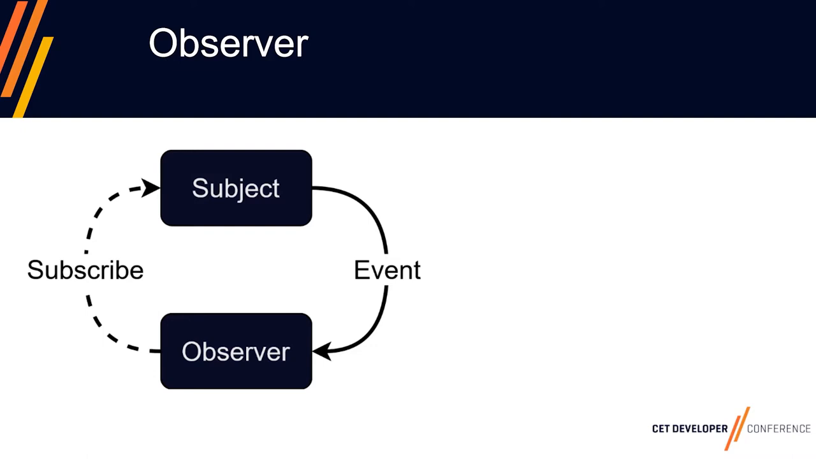This pattern is a fairly simple pattern that is basically based on the relationship between 2 separate objects, the subject and the observer. So this is an event-based communication system pattern. Where we go with that is the subject broadcasts events that the observer has subscribed to. We're going to see some further examples of that later on.